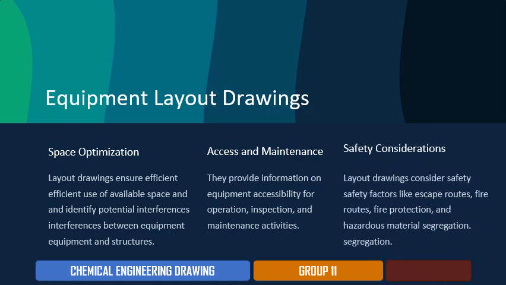Since we know the layout of our plant, we can have a map for it so that individuals know the various exit routes in case of fire or any other hazards happening.